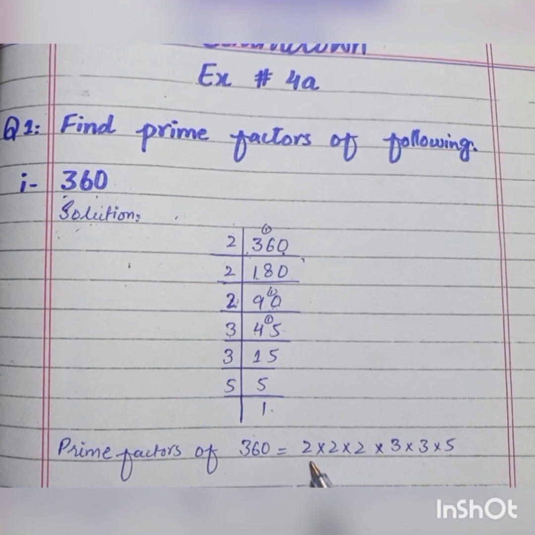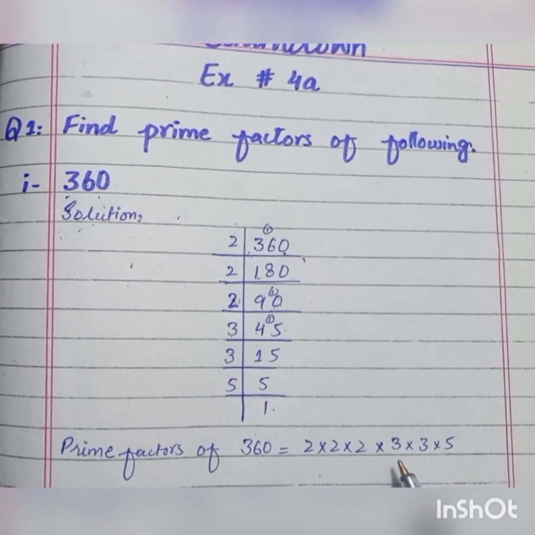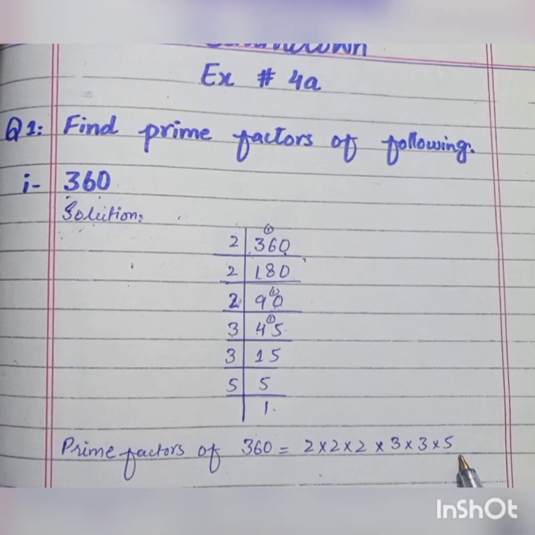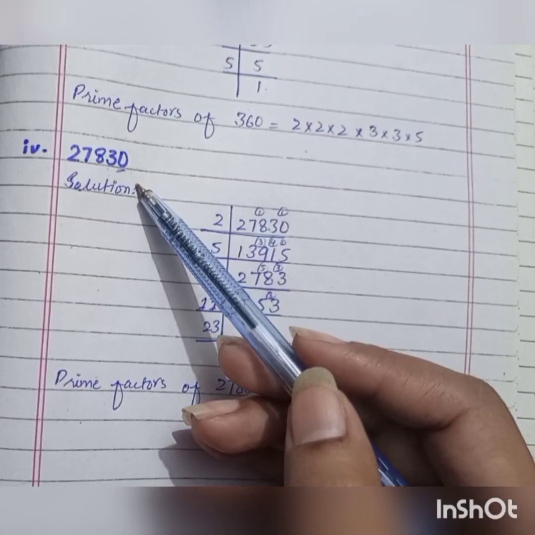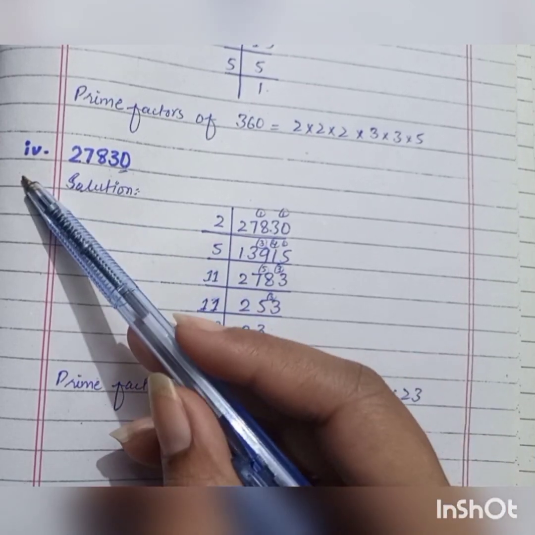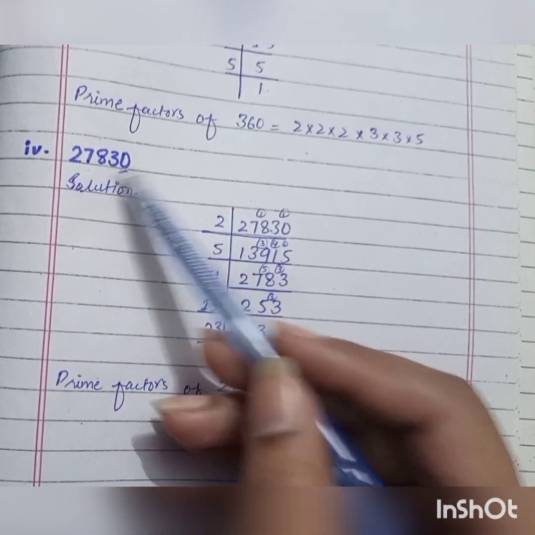So we can write it as 2 multiplied by 2 multiplied by 2 multiplied by 3 multiplied by 3 and multiplied by 5. These are the prime factors of 360. Students, part number 2 and 3 is in your homework. Let's move towards the part number 4, that is 27,830.